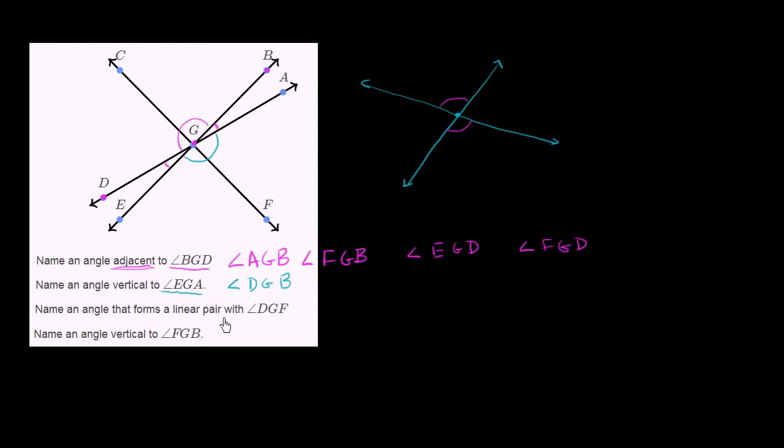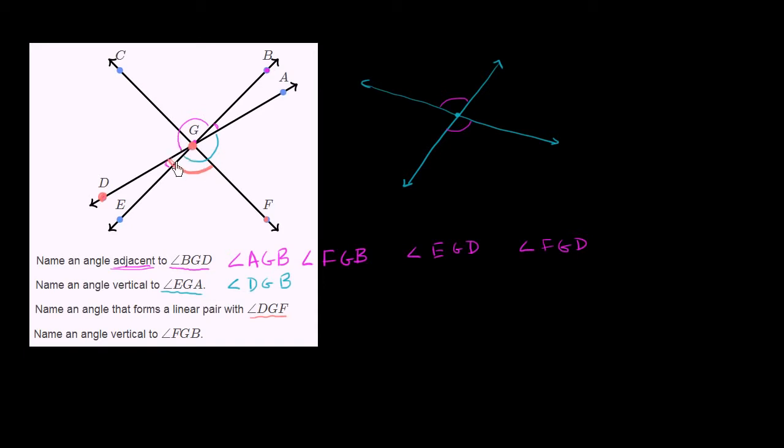Name an angle that forms a linear pair with angle DGF. So I'm just in a new color. Angle DGF. Yeah, all of these should have G in the middle. DGF. So that's this angle right over here. An angle that forms a linear pair will be an angle that is adjacent where the two outer rays combined will form a line.